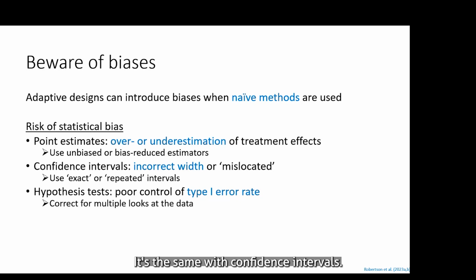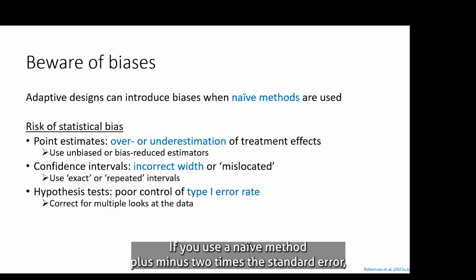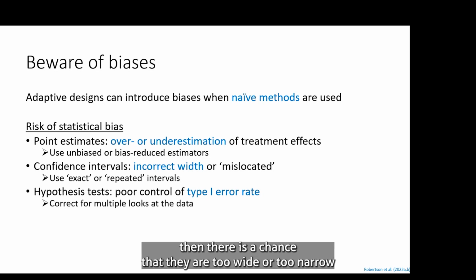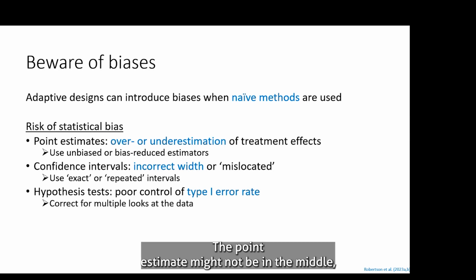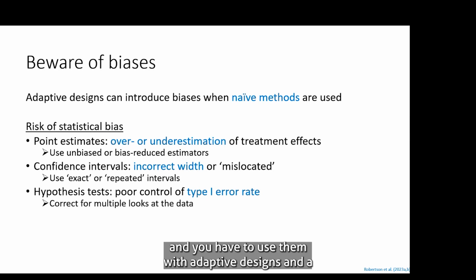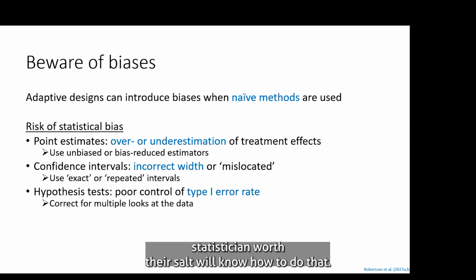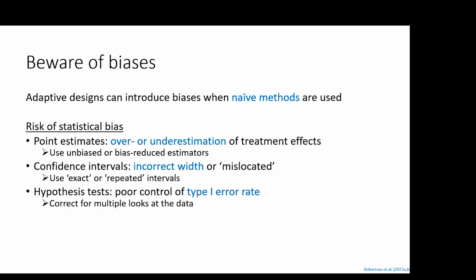It's the same with confidence intervals. If you use a naive method, plus or minus 2 times the standard error, then there is a chance that they are too wide or too narrow or just mislocated, as in the point estimate might not be in the middle. But again, there are methods to correct for that, and you have to use them with adaptive designs. And a statistician worth their salt will know how to do that.